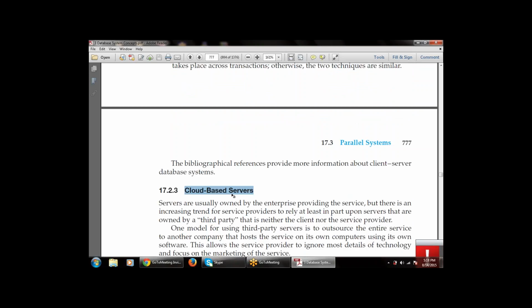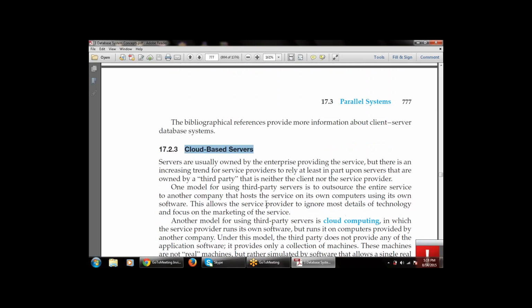One model for using third parties is to outsource the entire service to another company. That is one of the models available for the third-party server. The other company hosts the service on its own computers using the node's software. This allows the service provider to ignore more details of the technology and focus on the marketing of the service. What is the marketing strategy? What are the various issues in the marketing strategy?